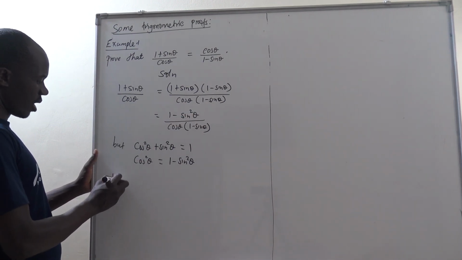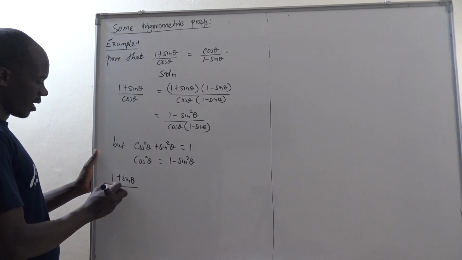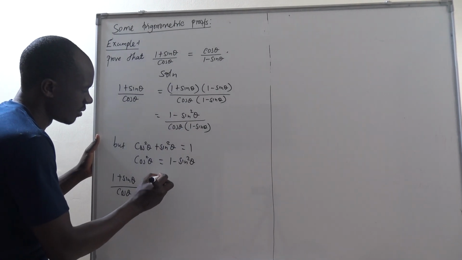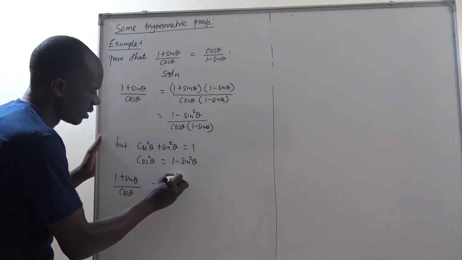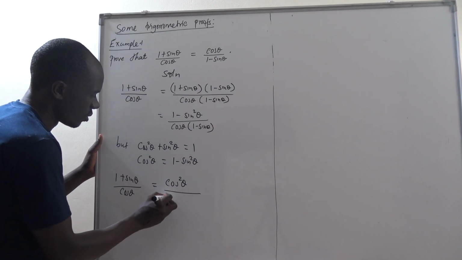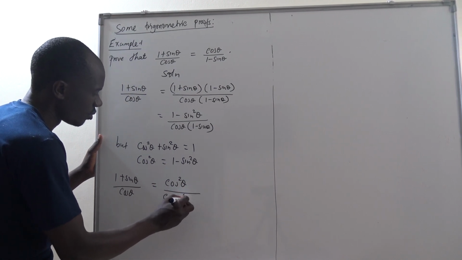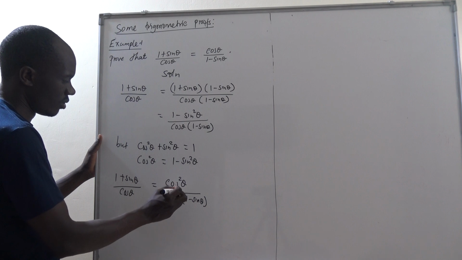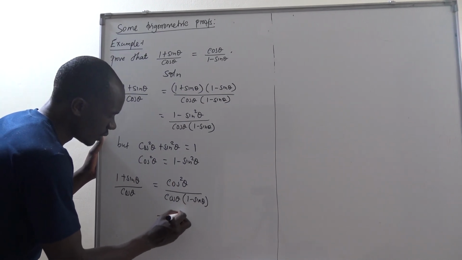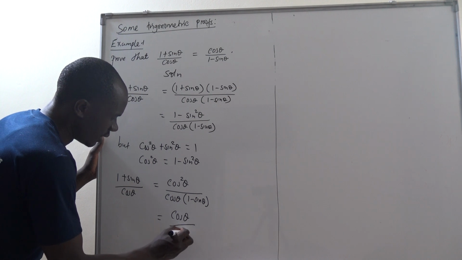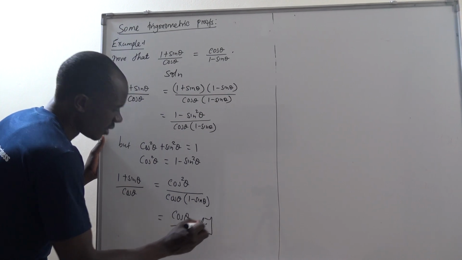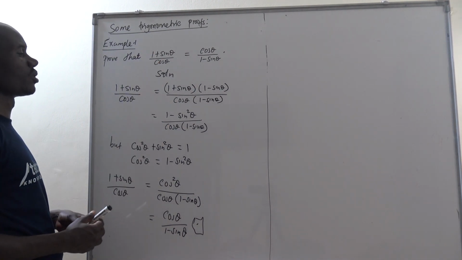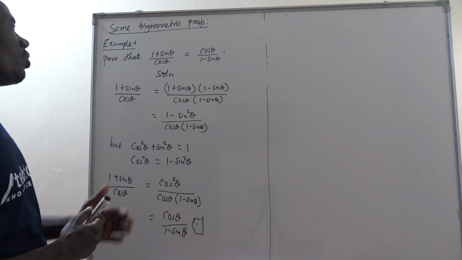So we got here (1 + sin theta) over cos theta equals, this one I've already seen that is already cos squared theta all over cos theta into (1 - sin theta). So this becomes what? This one reduces with one cos theta. We are going to remain with cos theta all over (1 - sin theta), as required. This is what they have asked us to prove. So we can see that after coming from those sides, we are strictly coming out with that.